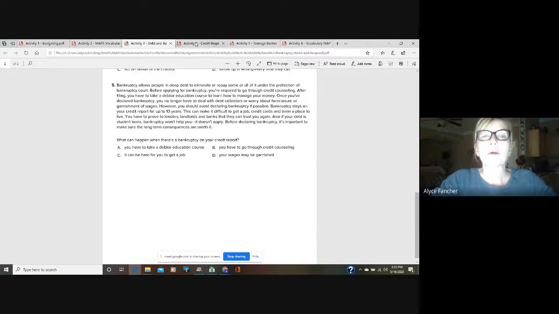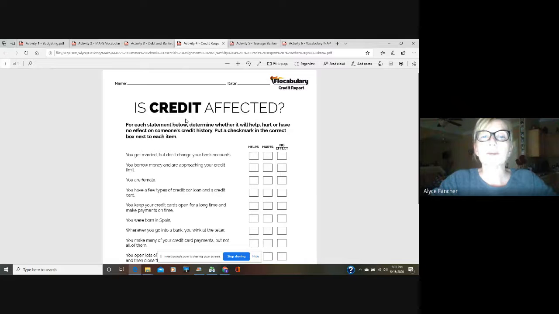For activity 4, you will go through, is credit affected? And for each statement below, determine whether it will help, hurt, or have no effect on someone's credit history. When we talk about credit history, it's all based on your actions as an individual and how you handle your money. So, for instance, you get married but don't change your bank account. Will that help you with your credit? Will it hurt you with your credit? Or will it have no effect on your credit score? And then all you would do is check the box which you feel would be the appropriate outcome.